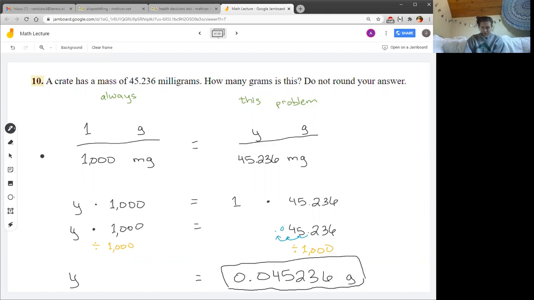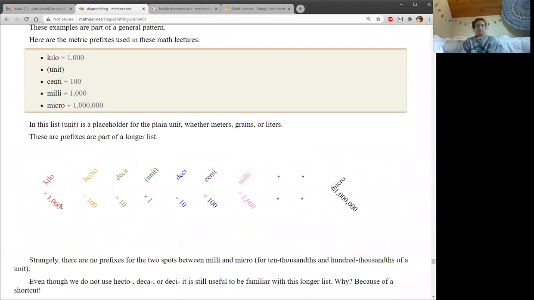We're not done, but is everyone okay with what's on the board so far? Yeah. So if you were to do a whole bunch of these, then you would start to very quickly notice that there's a lot of wasted time. It's always going to be true that there's a times one somewhere. And it's always going to be true that we're either multiplying or dividing by some power of 10, some 1,000 or 100 or 10 or something like that.